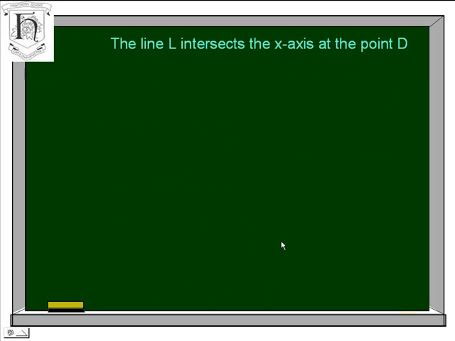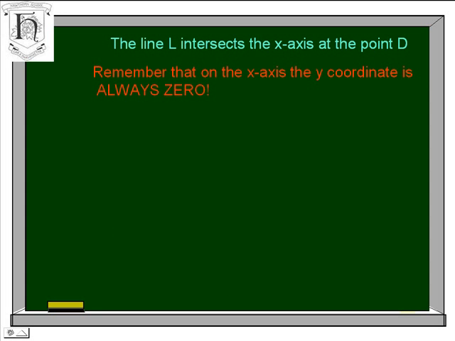Next, we see that the line L intersects the x-axis at a point D. Now, this is not a simultaneous equation question. It's a little bit easier than that, and this part was only worth 1 mark. Of course, we remember that on the x-axis, the y-coordinate will always be 0. All we have to do is take the equation that we've just found, 3y plus x minus 15 equals 0, and substitute y equals 0.